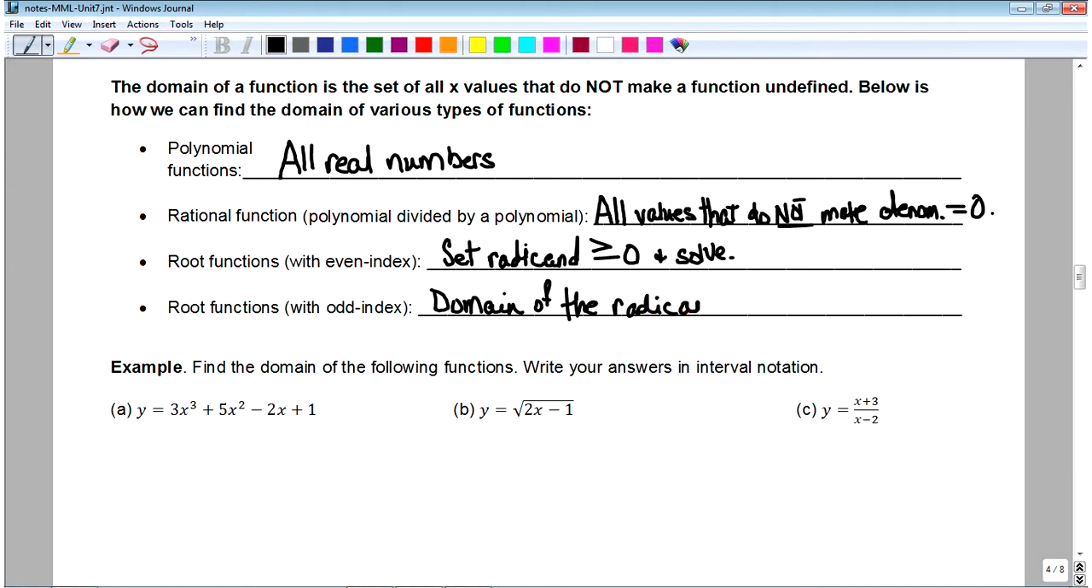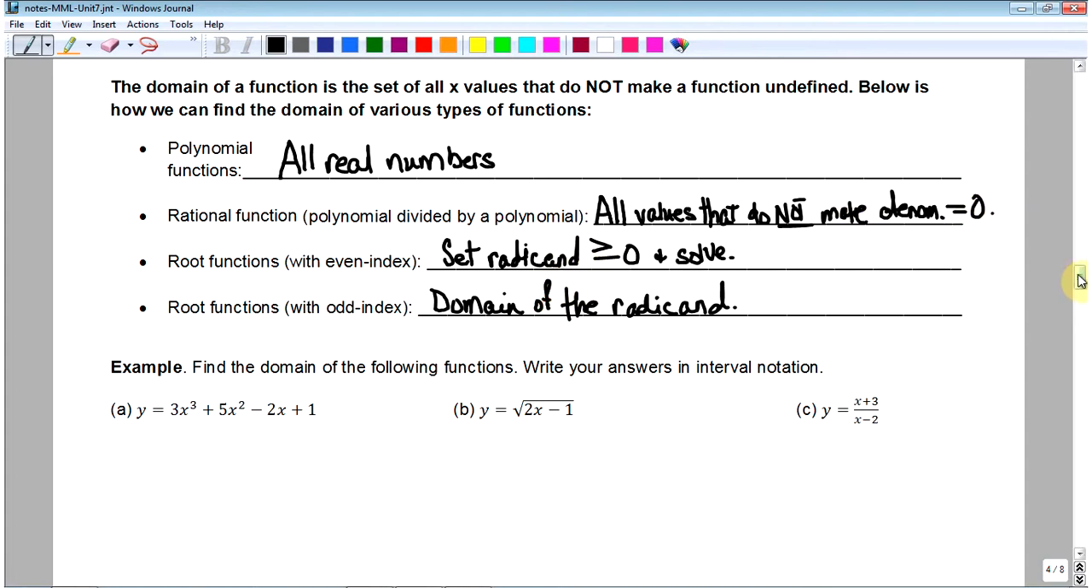Okay, so in summary with these radicals, if you have an even index like a square root, you can only find the square roots of positive numbers. So that's why you set the part under the square root greater than or equal to 0 and solve it to get your domain. If you have something like the cube root, you can find the cube root of a negative number. So that's why whatever the domain of the part under the radical is going to be the domain of that function. It does not have to be positive.